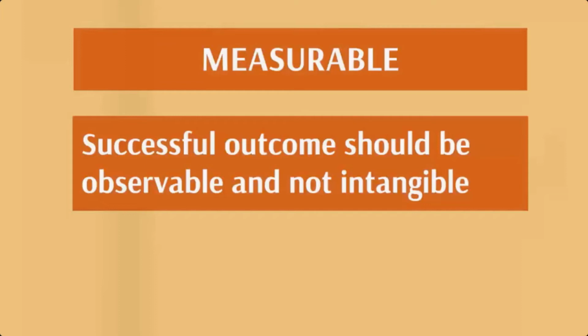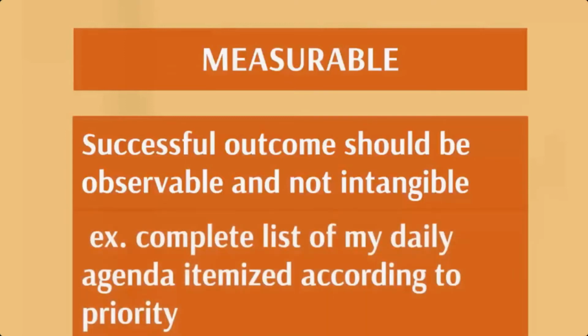Because if you can't, and you can't figure out, okay, is this going to take me at least a day? Is it going to take me 2 days? You don't have to be exact, but you have to have a ballpark view of what possible time frame this is going to take. So for example, you take a look at your complete list of your daily agenda, and you itemize it according to priority. So using the time management matrix that I showed you in the previous video, which quadrants do those actually belong in? Is it measurable?